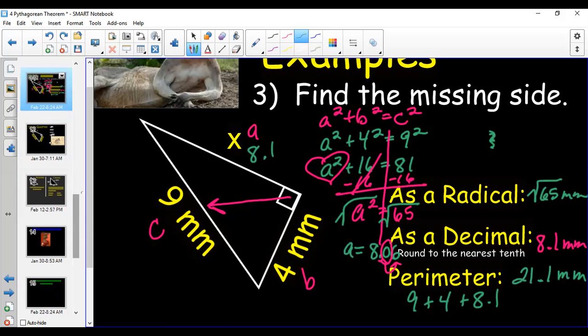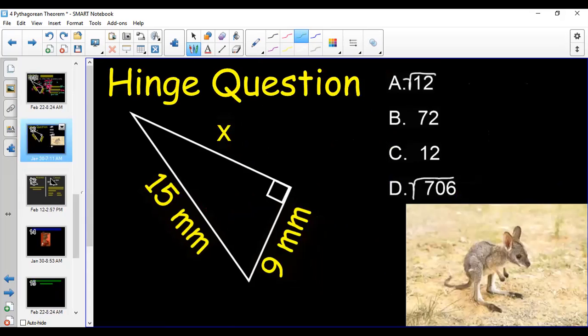All right, I'm going to go ahead and post a challenge here. I'm going to ask you to find the answer to the missing side on this triangle. Go ahead, pause now, and we'll go through the answers here in just a second.